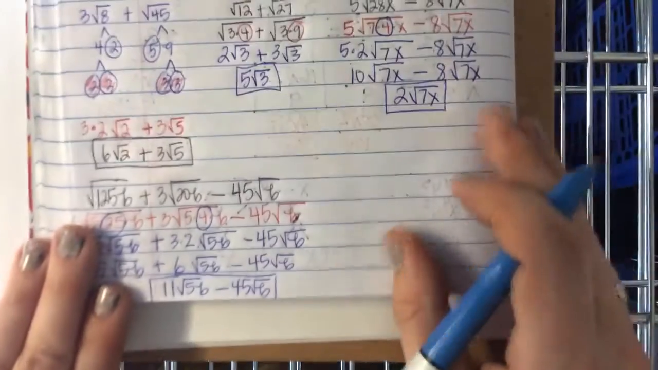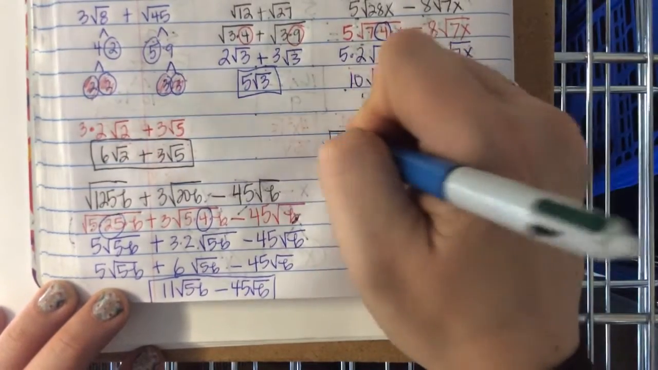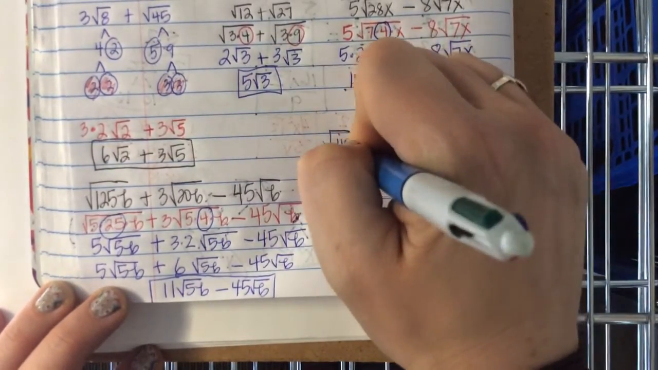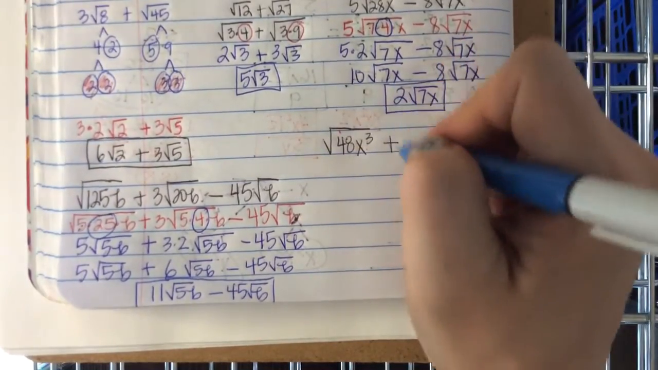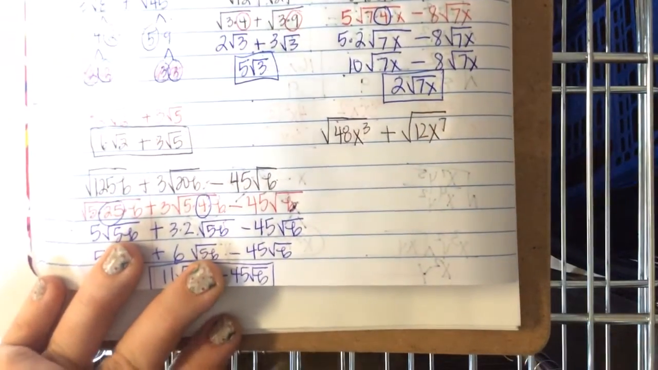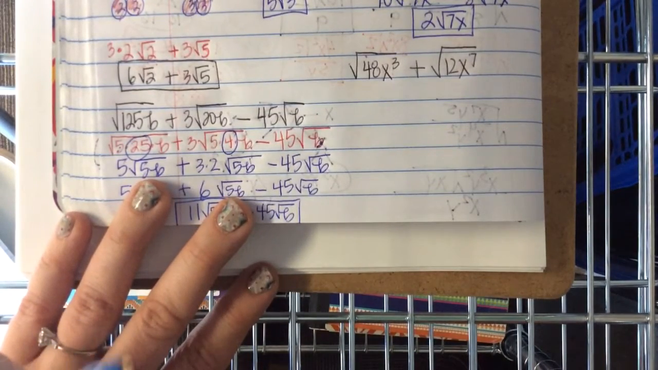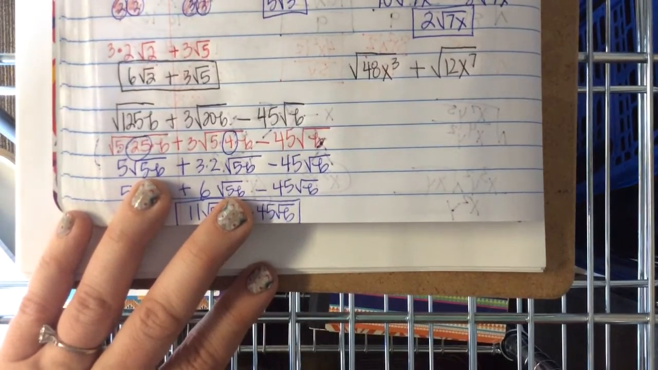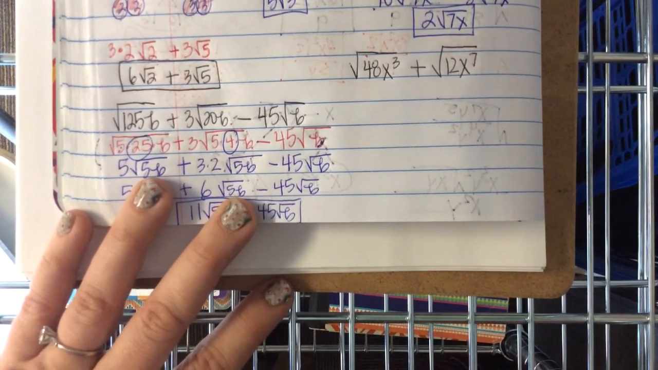All right, last one. One more with more variables. Okay, radical 48x to the third plus radical 12x to the seventh. I'm going to show you a trick with exponents. 48 x to the third, radical that, plus 12 x to the seventh. Jimmy, again, we're taking notes.